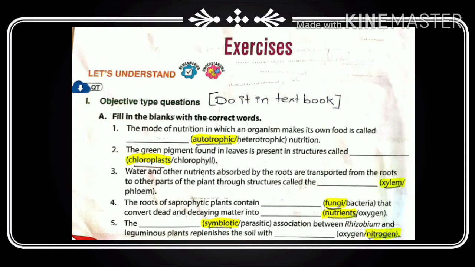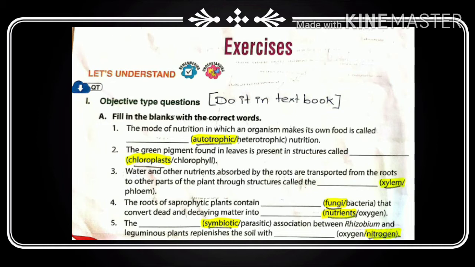Third is, water and other nutrients absorbed by the roots are transported from the roots to other parts of the plant through structure called. So here we discussed 2 structures, xylem and phloem. Phloem is transporting food and xylem is transporting water. So what would be the answer? Yes, it is xylem. Now the fourth is, the roots of saprophytic plant contain, what does it contain, fungi or bacteria? Yes, it is fungi.